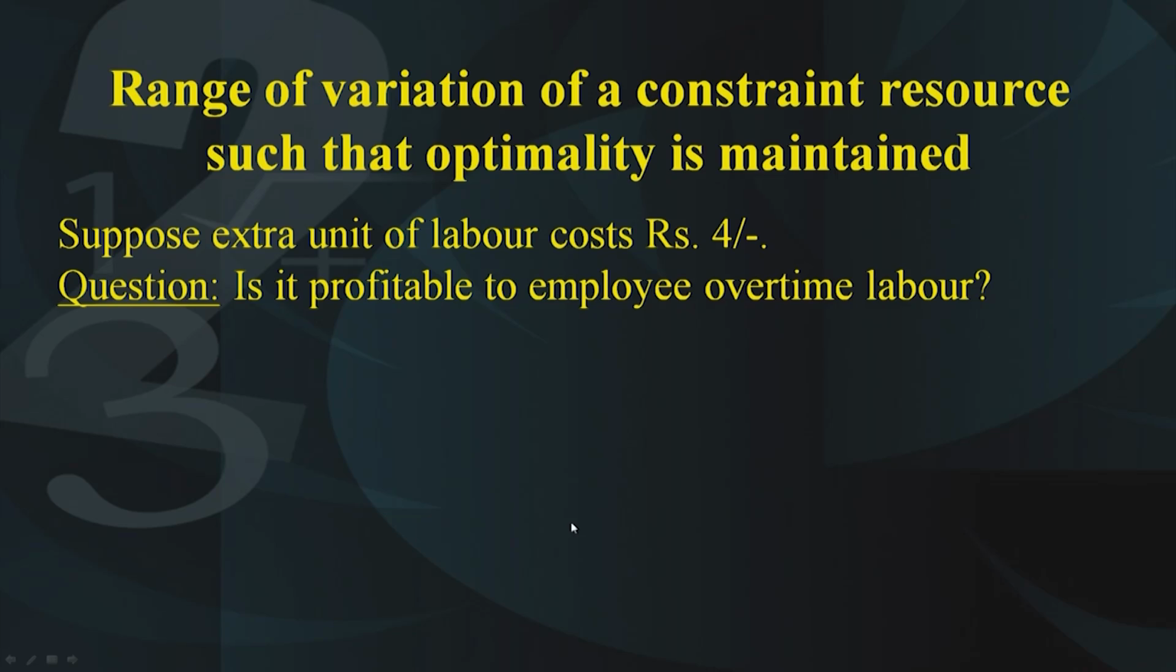So, we want to find out what happens to the range of the variation of a constraint resource such that optimality is maintained. By constraint resource we mean the right hand side. There is a constraint, the labor constraint and its resource. So, what should be the range on this constraint resource? By range we mean the lower and the upper limit. For finding that out, suppose an extra unit of labor costs rupees 4, because if you employ more labor it will involve some cost, and let us suppose that cost is rupees 4.